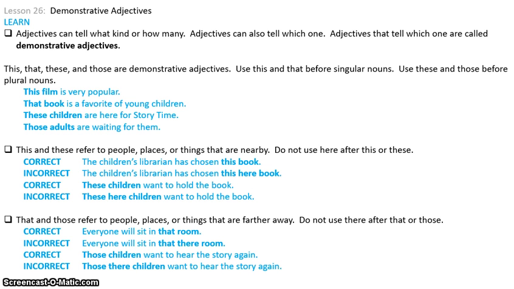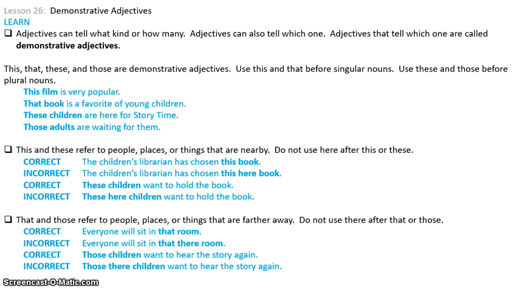So they've given you some examples there. This film is very popular. That book is a favorite of young children. They're specifically talking about one of something. So they said this film or that book. Now, the next 2 sentences, these children are here for story time. Those adults are waiting for them. Children and adults are both plural nouns, and so they specifically use the demonstrative adjectives of these and those. All right, it's telling me which ones I'm talking about.